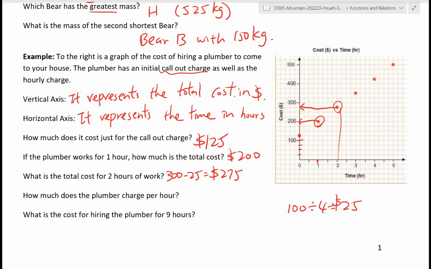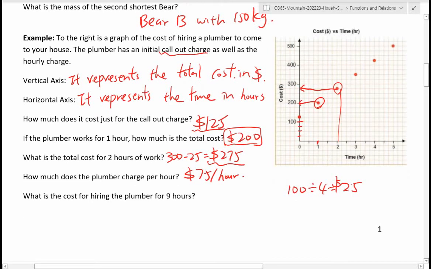Now, the next question says, how much does the plumber charge per hour? Well, you can see for 1 hour, it costs $200. For 2 hours, it costs $275. For 1 additional hour, it charges $75 more. And from here, the call-out charge is $125, so that's for 0 hours of work. Then after 1 hour, the cost becomes $200. So for each additional hour, the charge is $75 more. What that means is the hourly rate for the plumber will be $75 per hour.